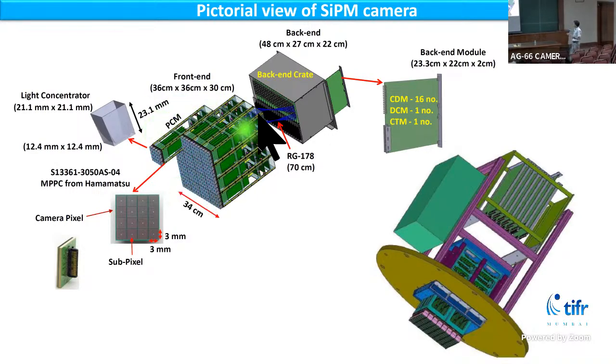And then these preamplified signals are taken to the backend crate for final digitization. Keeping the same modularity, there are 16 digitizer modules. Each one serves 16 pixels, and there is one data concentrator module and one control and trigger module.